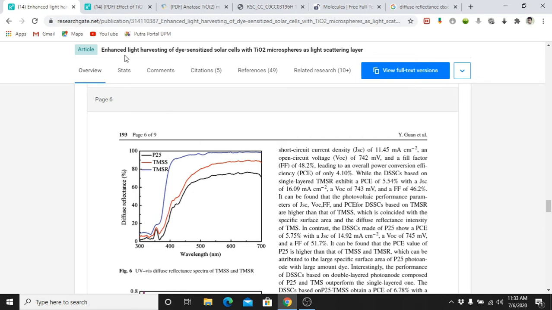You can Google the journal, Enhanced Light Harvesting of Dye-Sensitized Solar Cell with TiO2 Microsphere as Light Scattering Layer, which you can get from ResearchGate and also Google. Here in the first graph, we have the UV-Vis diffuse reflectance spectra of TMSS and TMSR. P25 is the bare one and the other two are the modified photoanodes. Here we want to compare the diffuse reflectance. From this graph, the diffuse reflectance of the modified photoanode is higher compared to the bare photoanode.